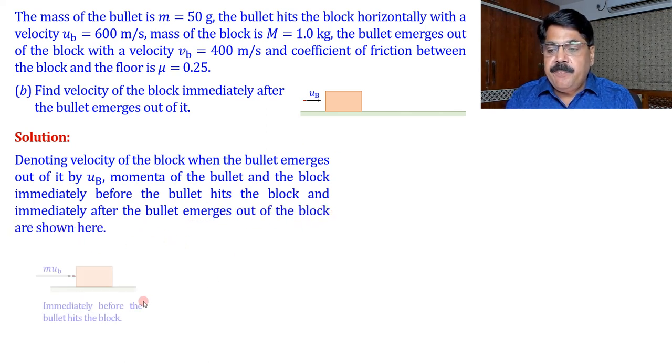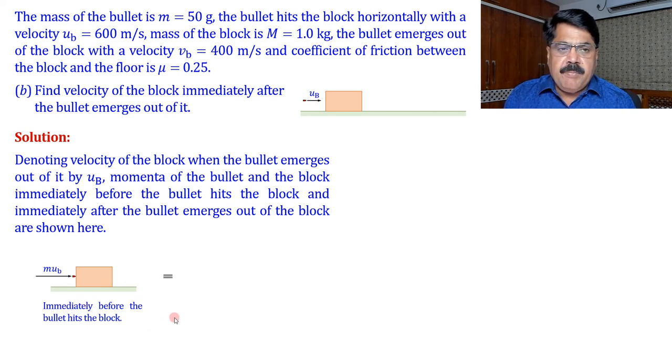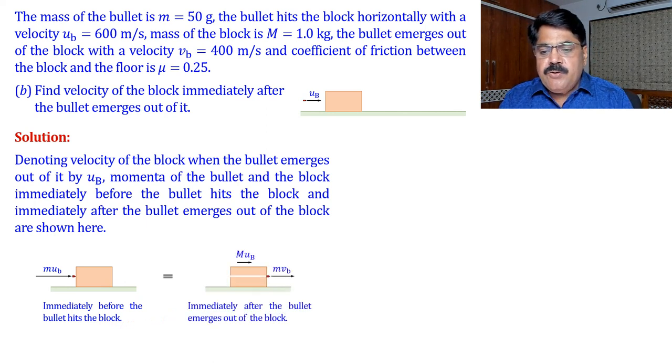We show all the momentum. Initially the block was at rest, so what is the momentum of the bullet? Small m u_b. Just see here, we are using small b for the bullet and capital B for the block. That is the momentum immediately before the bullet hits the block. And what is it immediately after the bullet emerges out? We assumed the velocity of the block to be u_B and the velocity of the bullet to be v_b. So the momentum will be M u_B and small m v_b. That is the momentum of these bodies immediately after the bullet emerges out of the block.